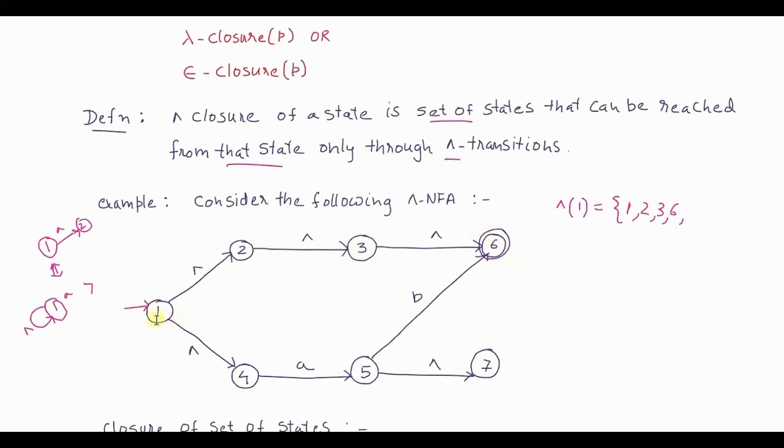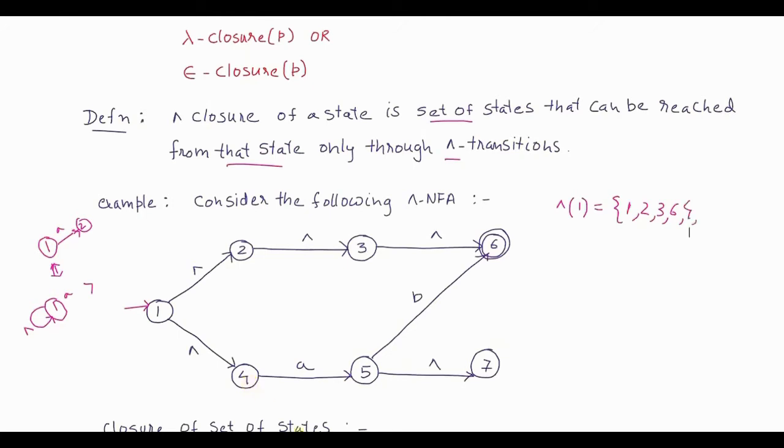Okay. But this state 1 also has a null transition going to 4. We have just seen one branch. We have to see the second branch also, right? So from state 1 on reading null you go to 4 also. That means 4 is also reachable from 1 on reading null transition. So don't you think 4 should be also added? Yes. So 4 is also added.